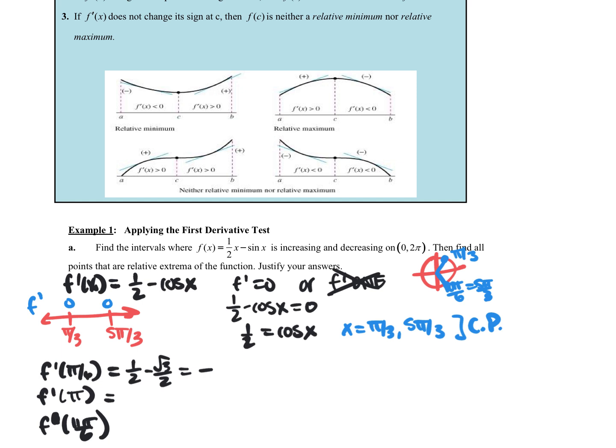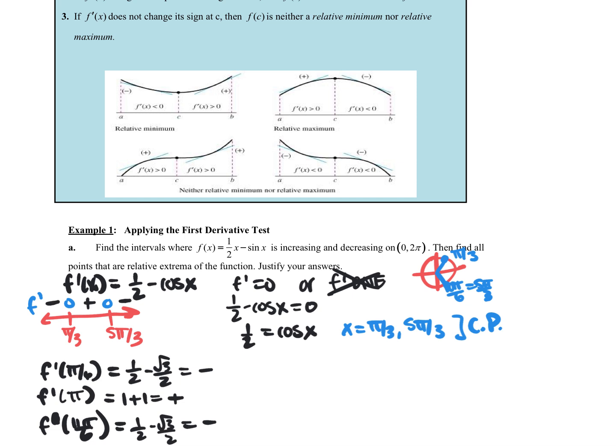At pi, cosine is -1, right? So this will be 1 plus 1. So that'll be positive. And then 11 pi over 6, we've got the same situation, right? It's square root of 3 over 2 again. So it'll be negative again. So you've got positive in the middle and negative on both sides.